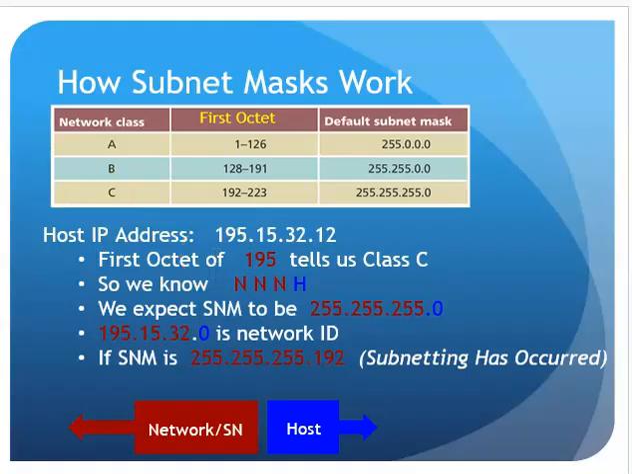So recognize that. Recognize when you look at that first octet and look at the subnet mask, try to know, oh, that's the default, nothing has occurred, or that is not the default, it's different. Something has occurred, some kind of subnetting has occurred. Not sure yet, but we know some type of subnetting has occurred. That's the kind of thing that your workstations are doing.